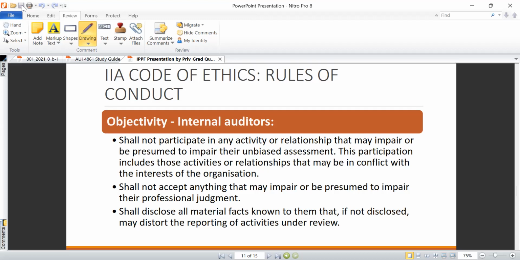Then number three, shall disclose all material facts known to them. Very important. So if you find something fishy, you must report it. You must report it in your audit working papers.